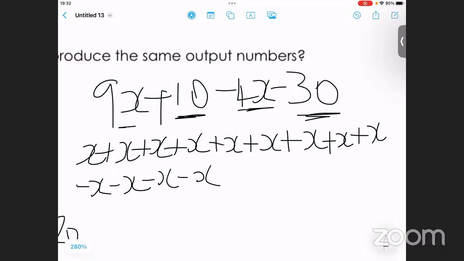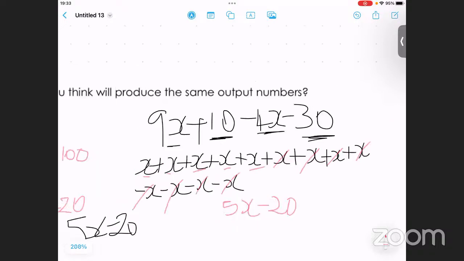The only difference here is the signs, but all are the same x. So what you're going to do is cancel. This one cancels that, that cancels that, this cancels this, and this cancels this. Now you count how many x's you are left with: 1, 2, 3, 4, 5. So you have 5x. And 10 minus 30 is equal to minus 20. This is another way of doing it.